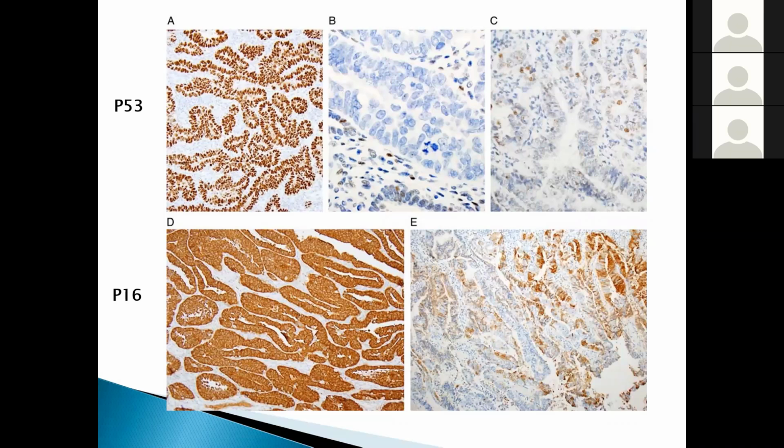So when you report P53, we say positive or negative in parentheses, null type, or wild type, not just positive, negative, because that's confusing. P16 looks diffuse and strong. E is endometrioid. This is what endometrioid looks like, mosaic pattern, not all the nuclei are staining, as opposed to that, so nice contrast there.